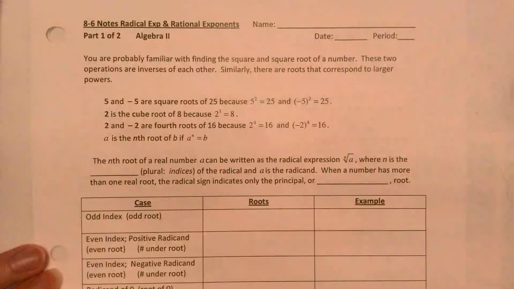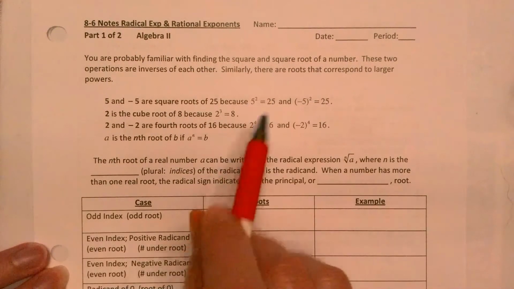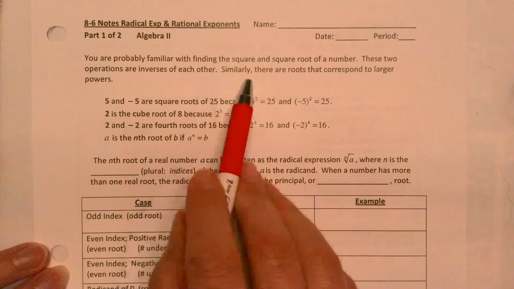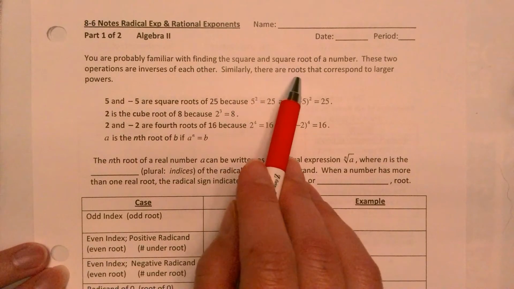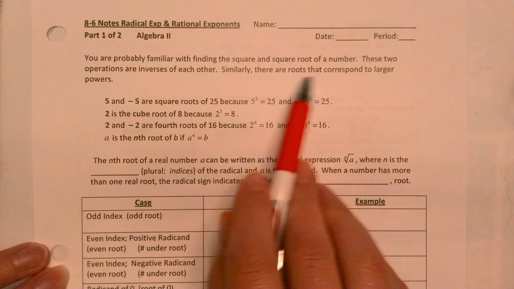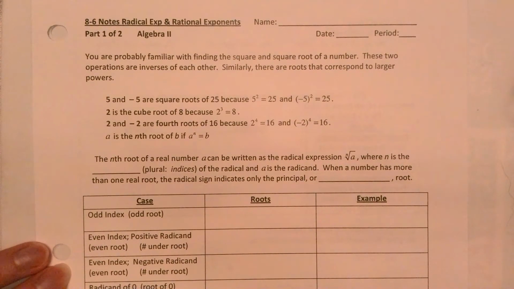All right, so you're familiar with finding square roots and squares of numbers. Square and square roots are inverses. We know that from solving quadratics. We also want to remember that there are roots that correspond to larger powers. So we can be talking about higher roots, something more than a square root.